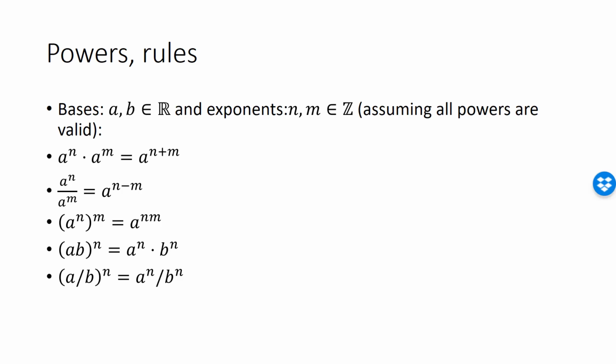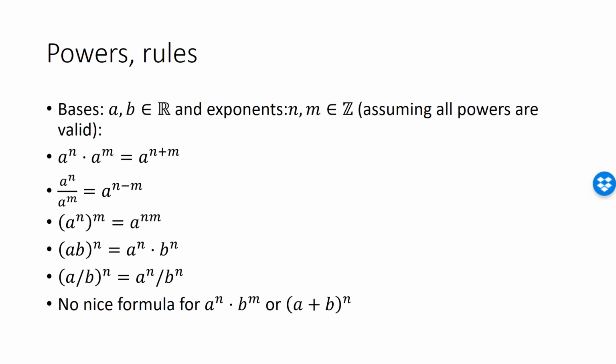We have a similar rule for exponentiation when the base is a ratio. A divided by b, that whole thing raised to n, is equal to a to the n divided by b to the n. It's also useful to remember that we have no nice formula for a to the n multiplied by b to the m.